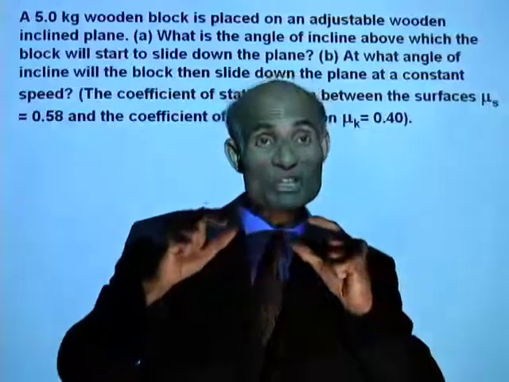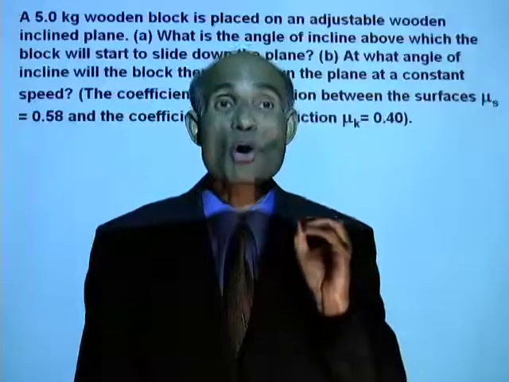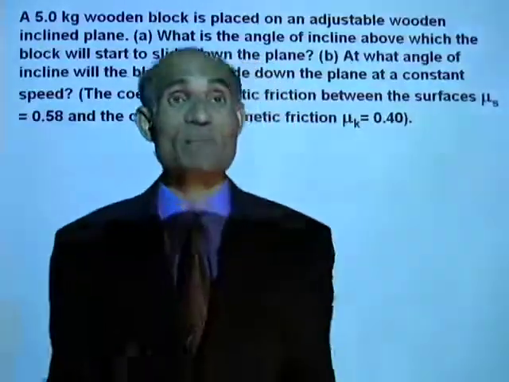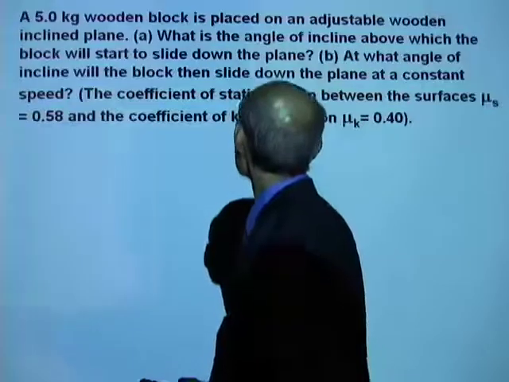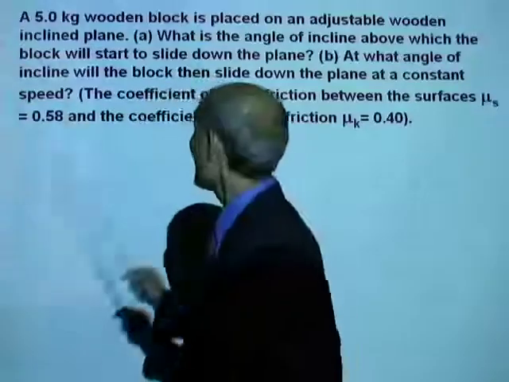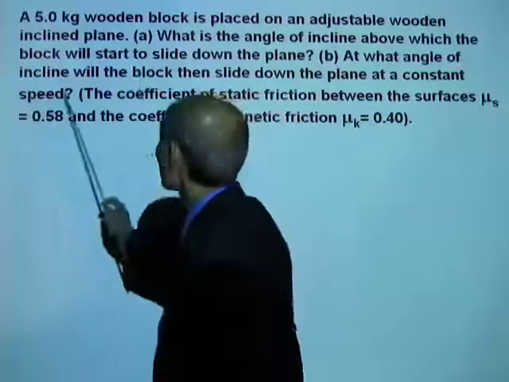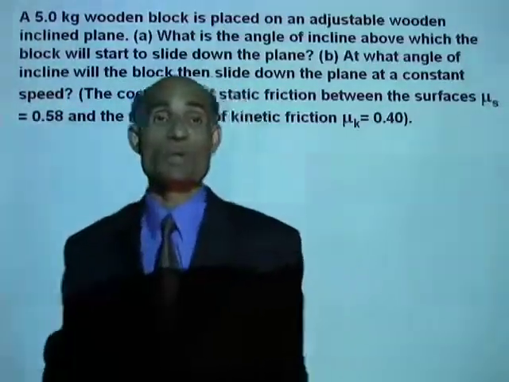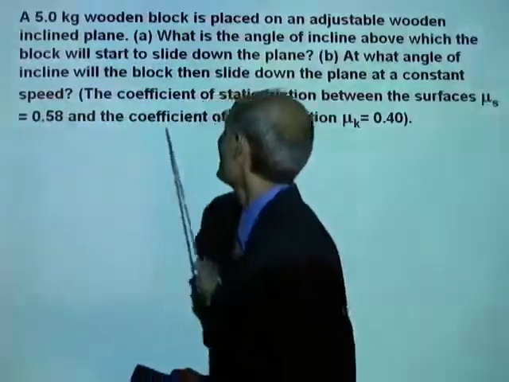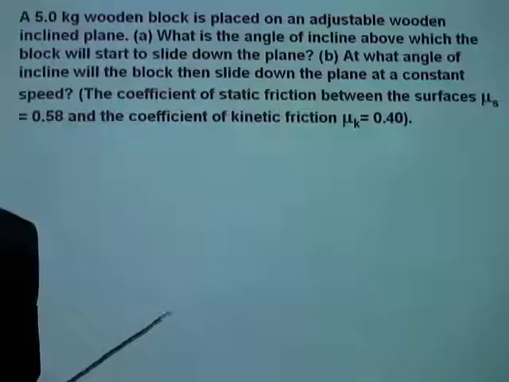So you need to find that critical angle. Well, that angle, if you remember, is such that the coefficient of friction will be equal to tangent of the angle theta. So what is the angle of inclination above which the block will begin to slide down? At what angle of incline will the block then slide down the plane at a constant speed? Coefficient of static friction between the surfaces is 0.58 and the coefficient of kinetic friction mu k equal to 0.4.